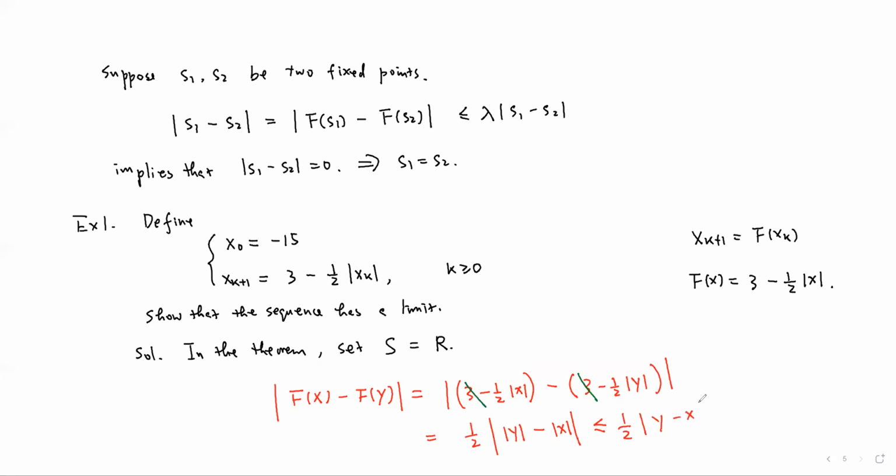Y minus x, here without absolute value. How to see this inequality? You can check by picking some values for x and y to see whether or not this inequality is true. Actually, this is true for any x and any y. So therefore, I have found a number less than 1, so that this inequality is true for any x and y. F is a contractive function.